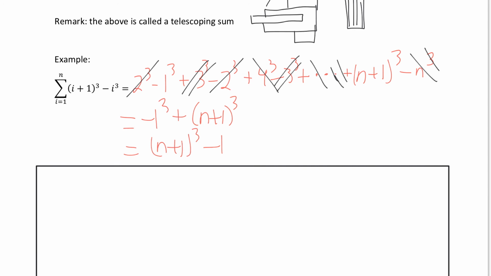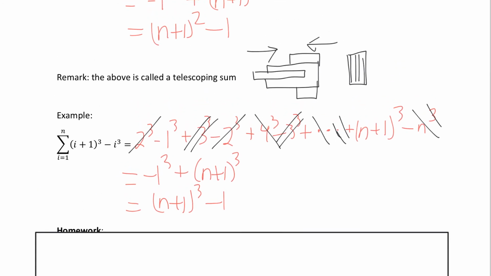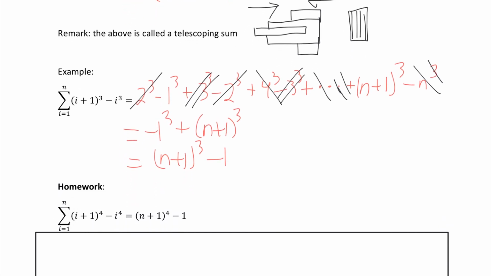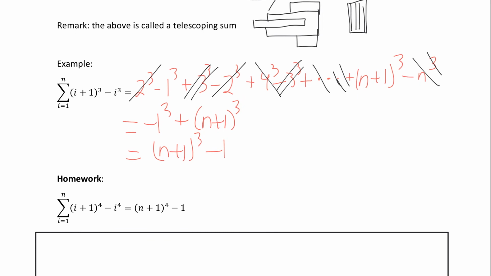Now, again, you should see the pattern here, similar to the previous one. If we scroll up here, it was (n plus 1) squared minus 1. This one is (n plus 1) cubed minus 1. So for homework, I want you to do the same idea. I want you to do the sum from i equals 1 to n of (i plus 1) to the 4 minus i to the 4, and you should get (n plus 1) to the 4 minus 1. It's the same idea, it's just going to be to the power of 4 instead of to the power of 3.